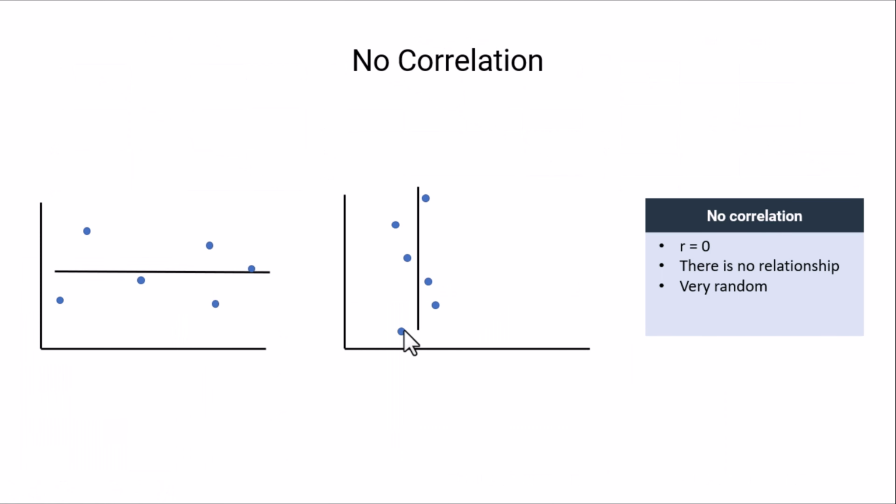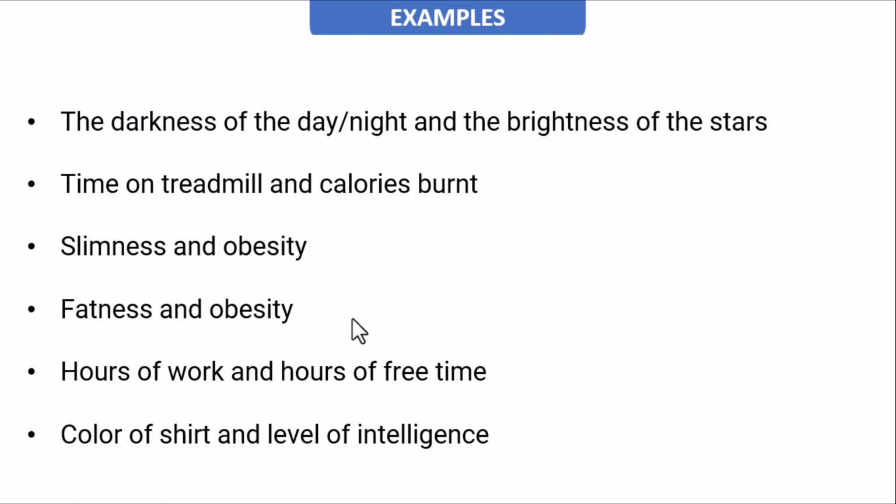Yes, we can have a data set that has no correlation, and these are the representations for that. The R value is 0, there is no relationship, it is very random. As X is increasing, you will not even notice any increase in Y, or as Y is increasing, you might not even notice any increase in X. These are a few examples of correlation.